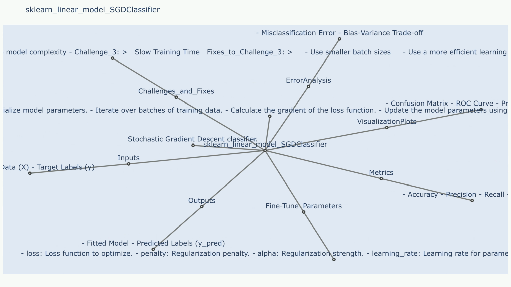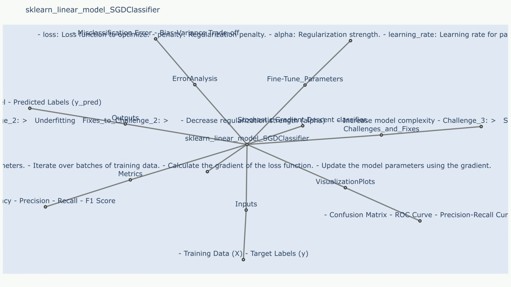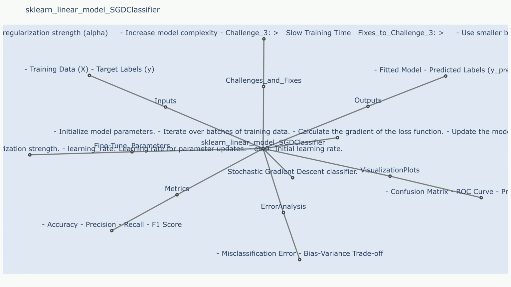Metrics: accuracy, the proportion of correctly classified samples in the test set. Precision, the proportion of correctly classified positive samples among all samples predicted as positive. Recall, the proportion of correctly classified positive samples among all actual positive samples. F1 score, the harmonic mean of precision and recall.